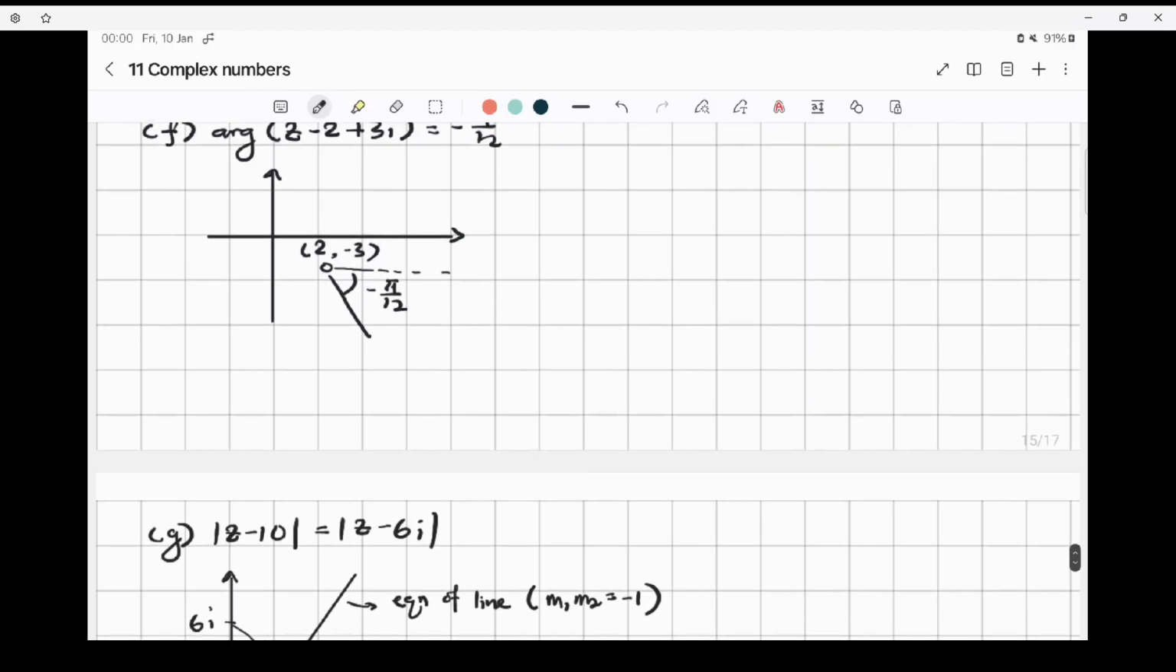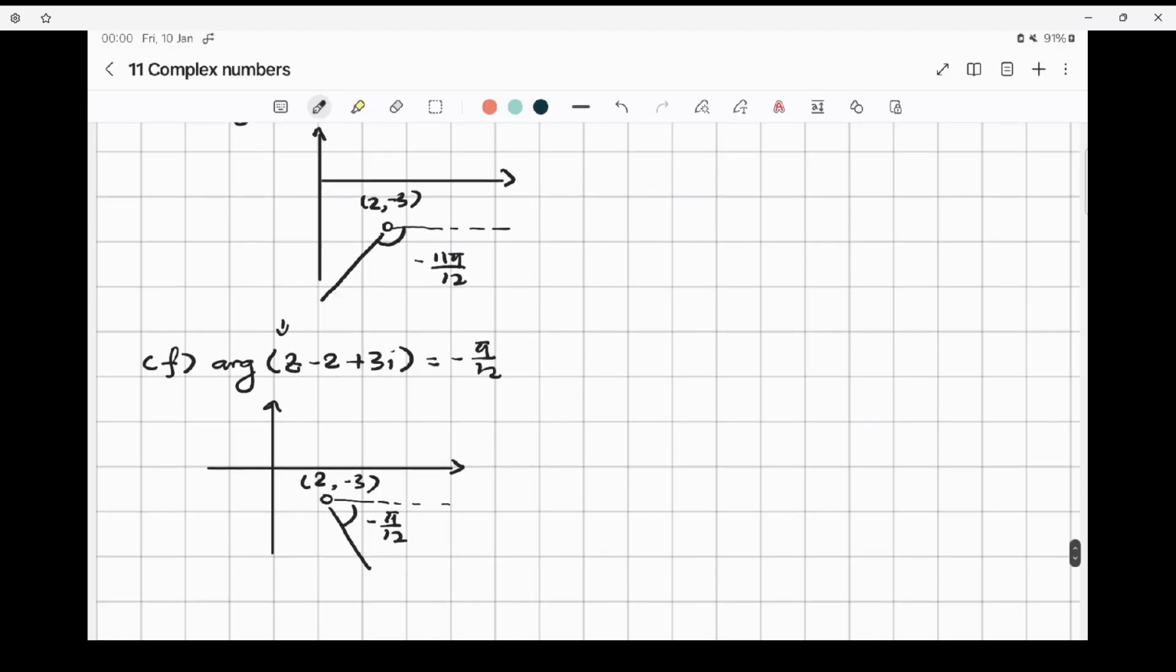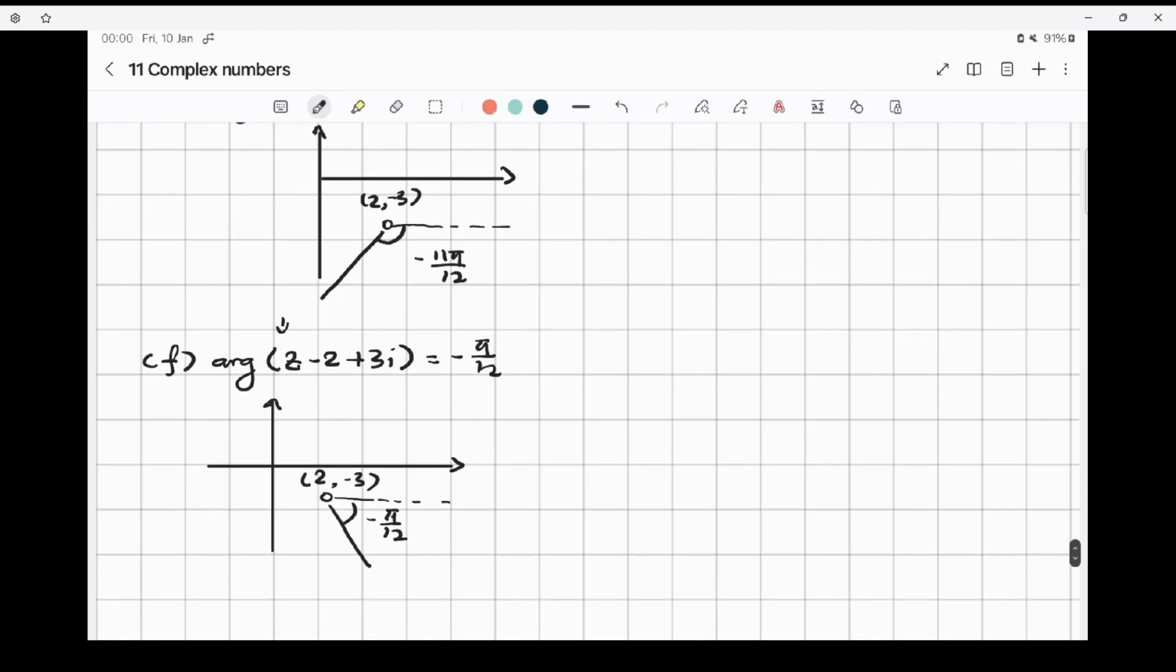So again, for locus, what is important is you need to be able to sketch all the different types of equations which are given to you. Okay, that's all for today. So we have finished P3 basically.